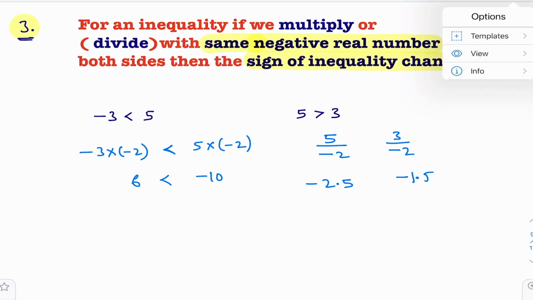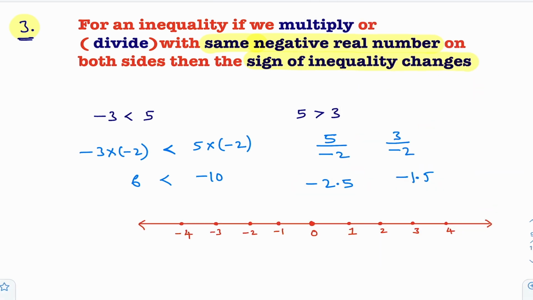I'll explain this on the number line. You observe this number line. Where is this minus 1.5? Somewhere here. I'll mark this here. This number is minus 1.5. Where is minus 2.5? Minus 2.5 is here. Please observe, this number is clearly smaller than this number. Whatever numbers are on this side, the left hand side, they are all less than minus 1.5. Minus 2.5 is to the left of this number, so minus 2.5 is clearly less than minus 1.5.